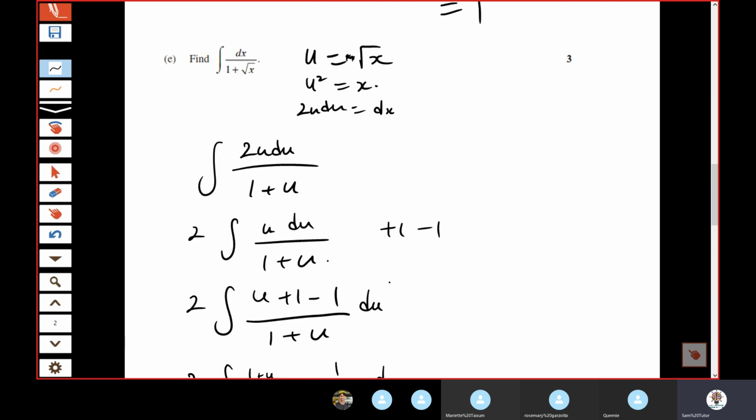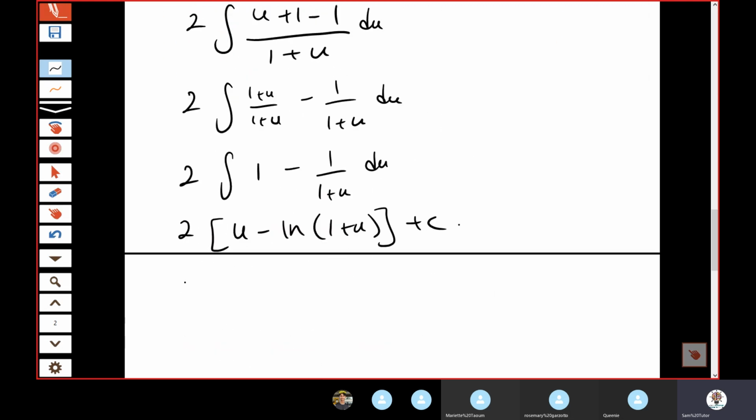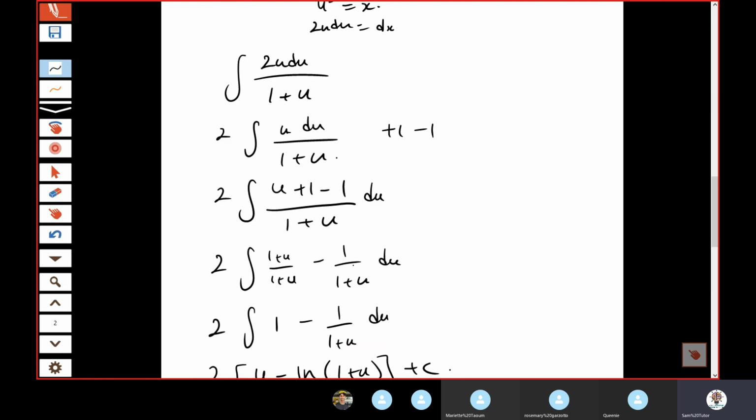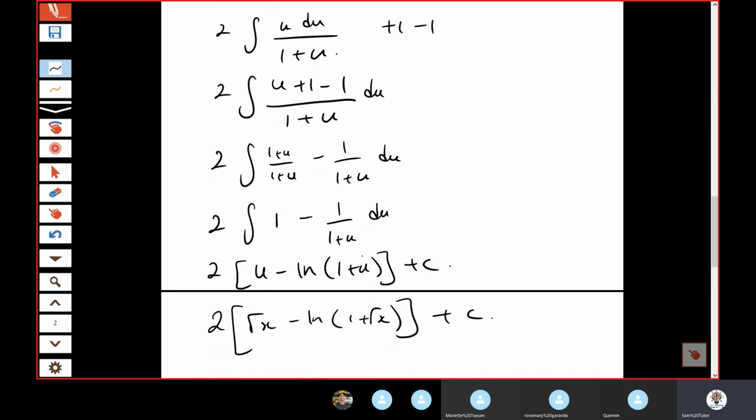Actually, you're not done because u equals root x. Don't forget to always substitute back. So 2 root x minus log 1 plus root x plus c. So that was a bit of a different question you could say, which required 2 such rules, which usually is the case for those last ones.